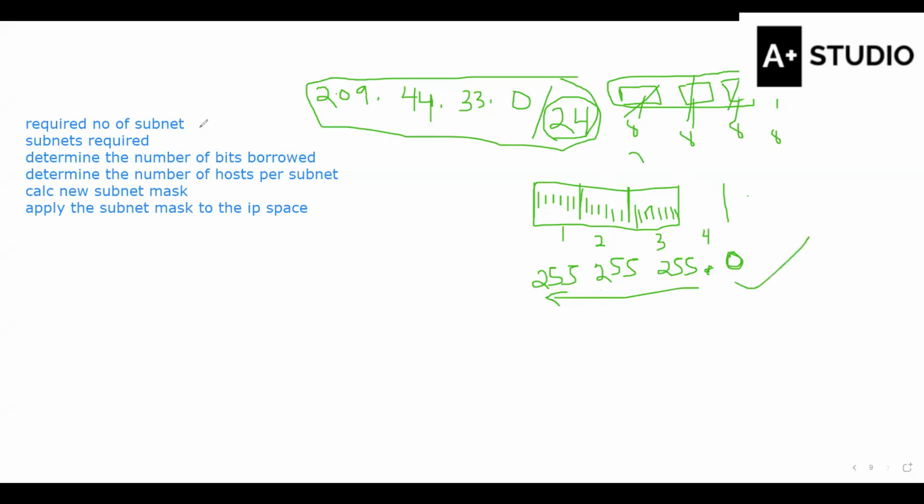So let's take the question one after the other. It says we should find the number of required subnet bits. Let me draw it right here. Let me put this in there so that we all understand it well. So this is 209.44.33.0.